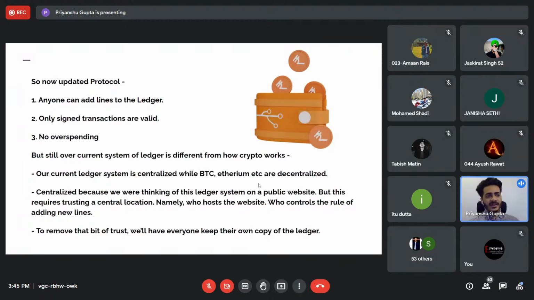But still, our current ledger system is different from how crypto works. Okay, it is still different because our current system is centralized while BTC and Ethereum are decentralized. Why is it centralized? Because we are hosting this ledger on a website, right? On a website, on a web platform.